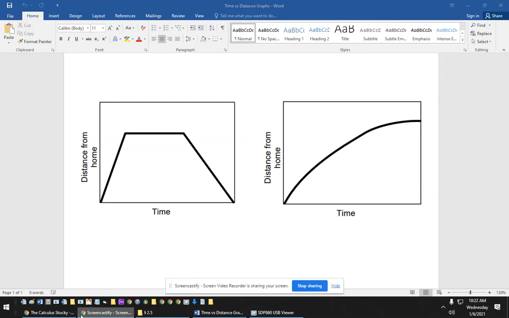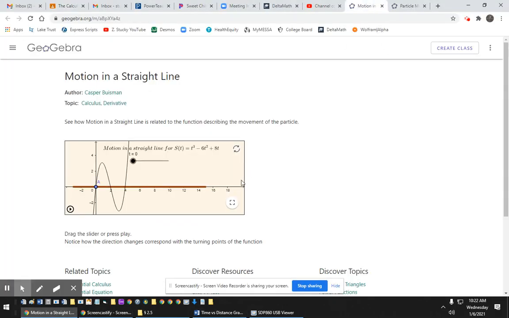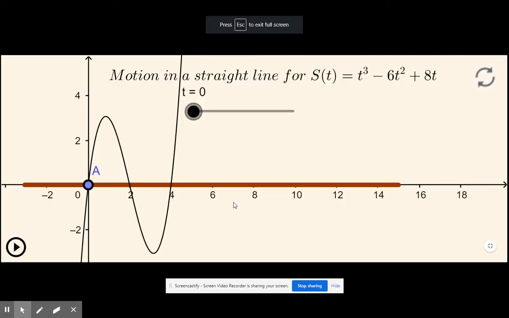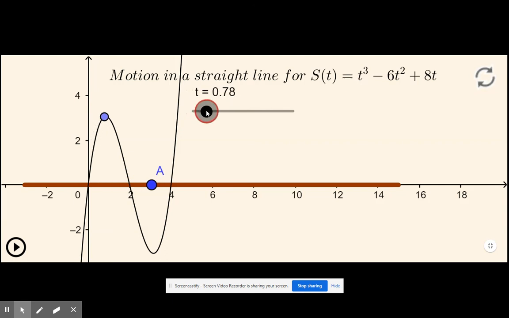So coming back to this, I think this sort of does a nice job of demonstrating what I'm talking about here. So s of t, this is our position function. This is our particle. The position of the particle is based on t cubed minus 6t squared plus 8t. But that's the motion of the particle on a straight line. So this doesn't mean the particle goes up and then goes down and then goes up. This represents how the particle moves along that straight line.